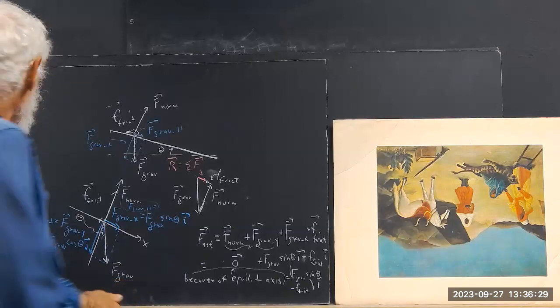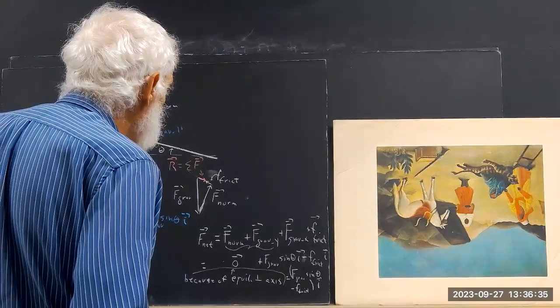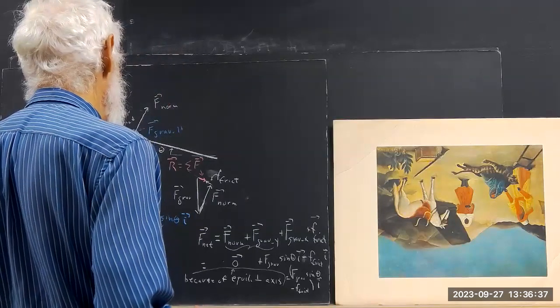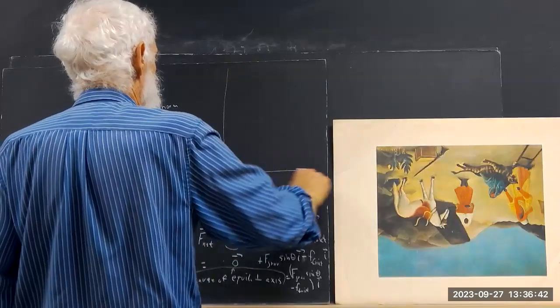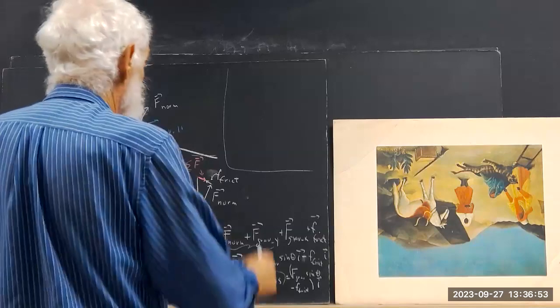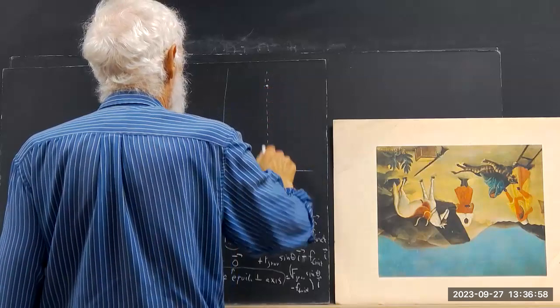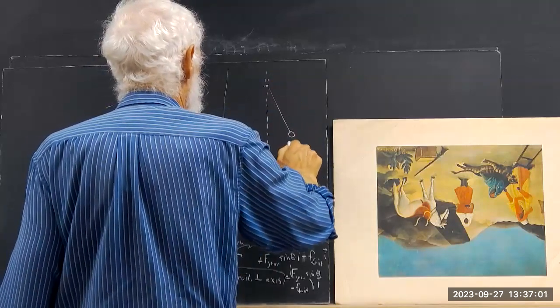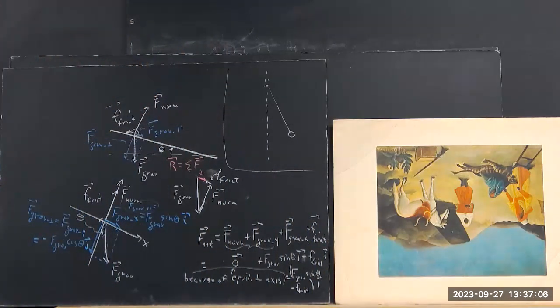Okay, a couple other situations. Over here, you see a pendulum. If you got a pendulum and you got a vertical line, you got a string, and you got a ball on it. Can you draw me a free body diagram?